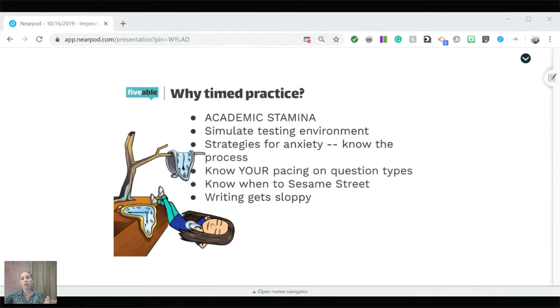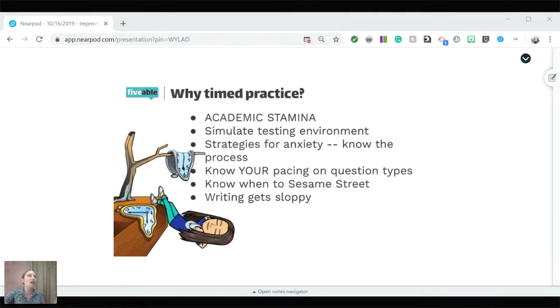It'll also help me know when to Sesame Street. If I'm looking at my timed practice, I've identified my time bandits, the question types that take me longer than the other types, from my untimed practice. So now I'm more effective at identifying those time bandits. I know which ones are going to cost me more time, and I know which ones I might want to Sesame Street. You know what I mean by Sesame Street, right? Are you with me? Letter of the day.